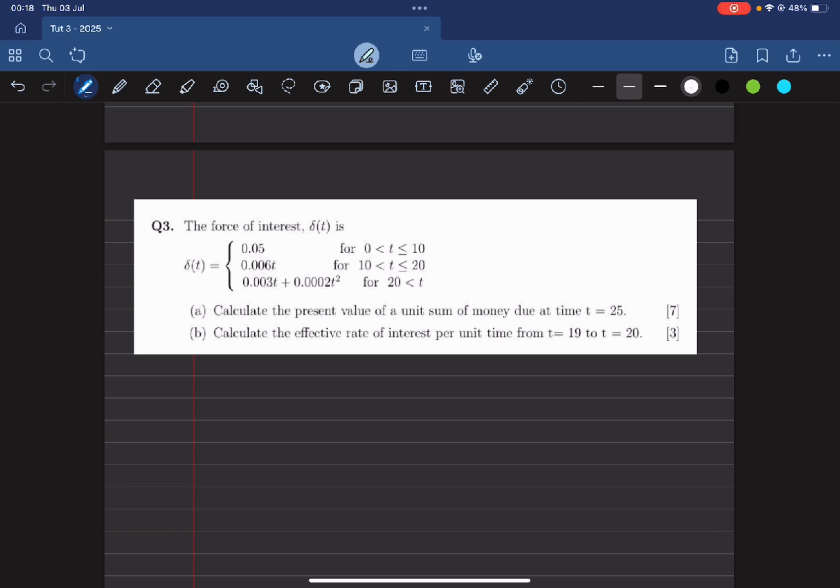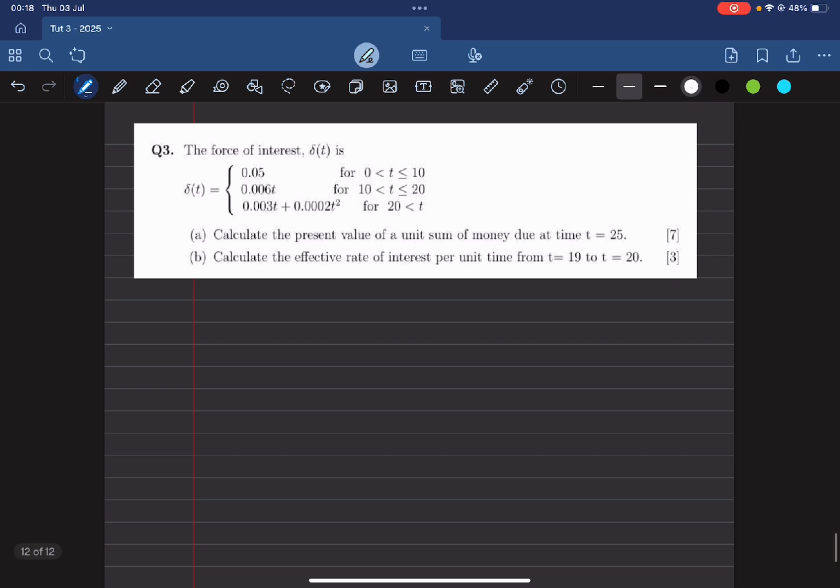Now let's have a look at question 3. So question 3, again, we have a force of interest which is different over different time points. And A says calculate the present value of a unit sum of money due at time 25. Okay, so a timeline's really helpful for this one. So we have time 0 and we have time 25. And the interest rate changes at time 10 and time 20.